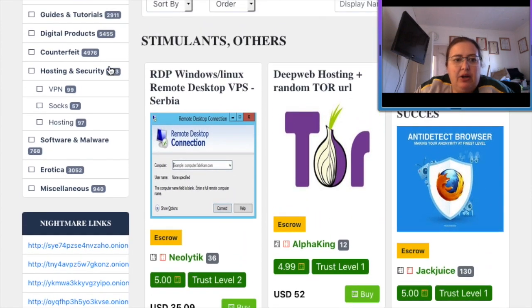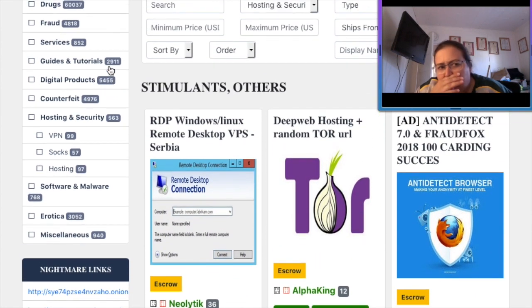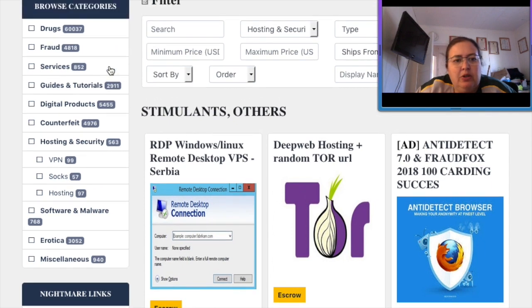I'm going to go back up to, what was it? Was it fraud or was it services? Let's go back up to fraud. Because I thought I seen a dumping website, which the dumping websites are basically doxing people or dumping confidential information that should not be released to the public.